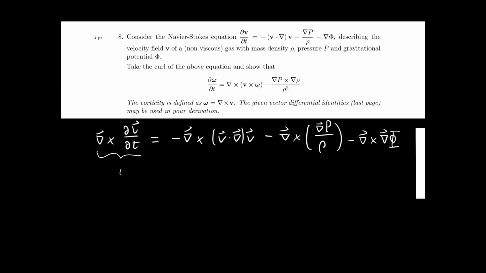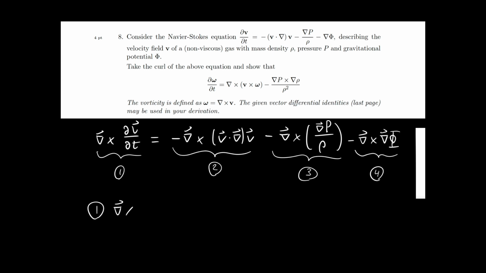Okay, so here's the first term, the second term, the third term, and here's the fourth term. All right, so the first term, 1, we have the curl of the time derivative of the velocity field. But here we can interchange the order of the differentiation. So we can take the time derivative of the curl of v. But the curl of v is omega, that's our vorticity. So this is the time derivative of vorticity. And that's very nice because that's also the first term in our required equation.